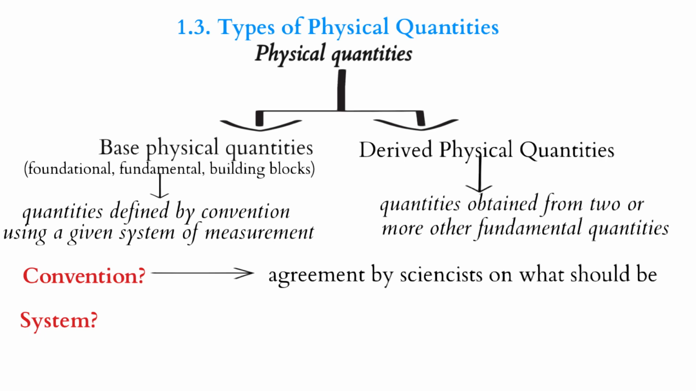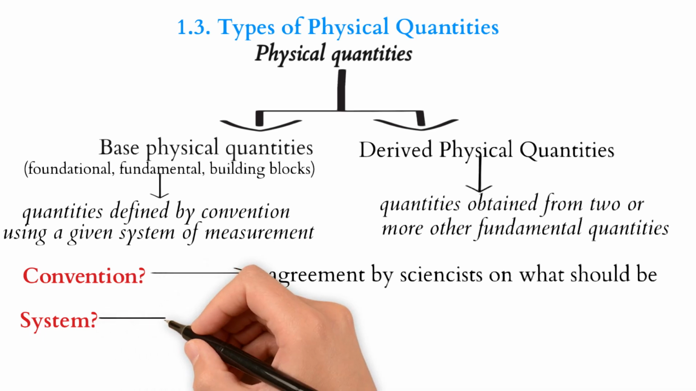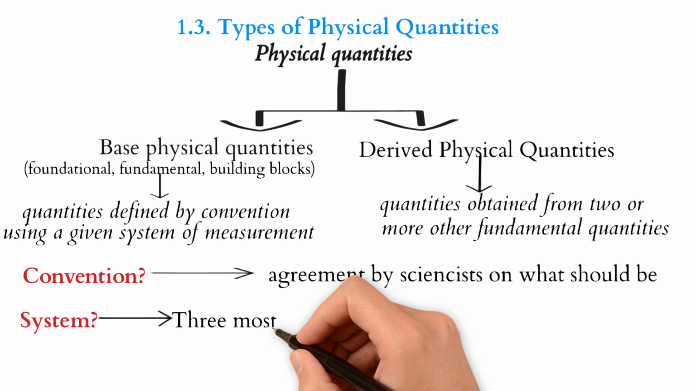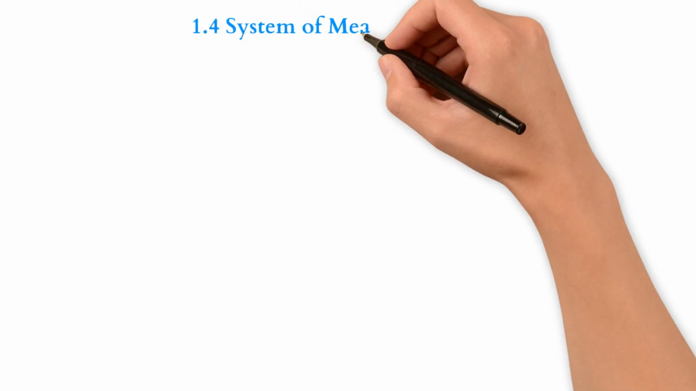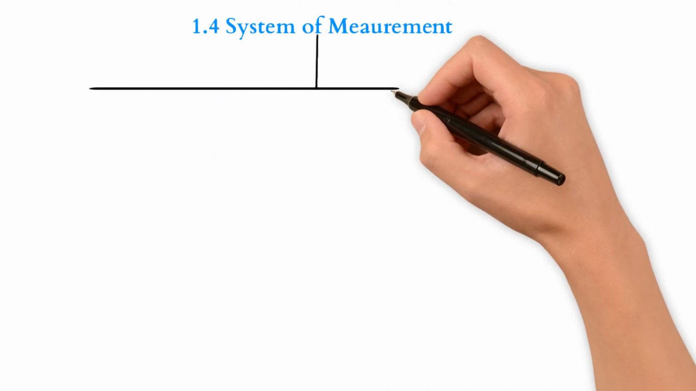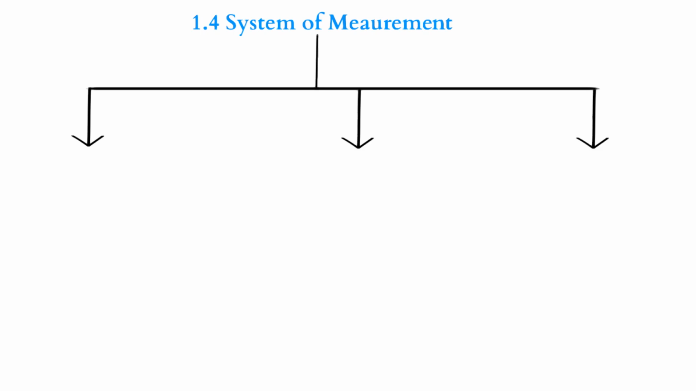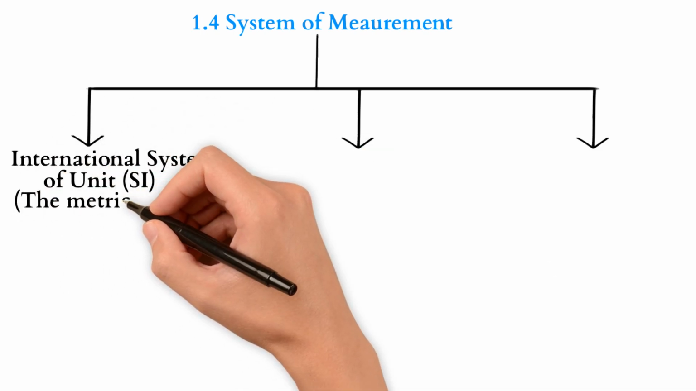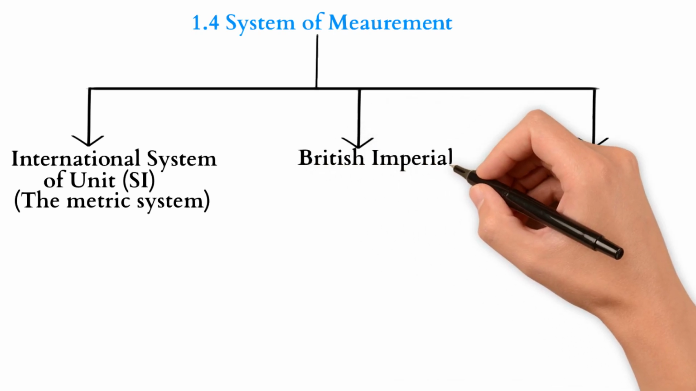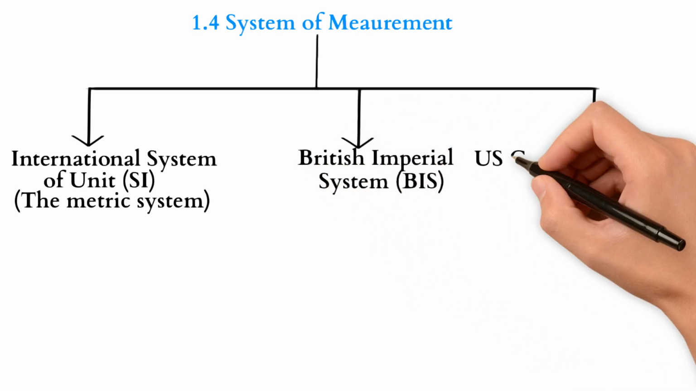And this agreement depends on the system of measurement that was used. There are many, but there are three most widely recognizable systems of measurement in our world today. These three main recognizable systems of measurement are the International System of Units, abbreviated as SI, which is the modified metric system. We have the British Imperial System and the US Customary System.